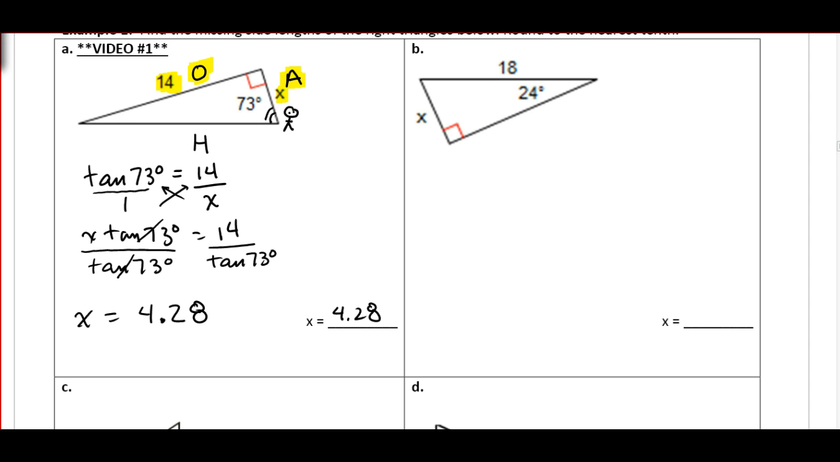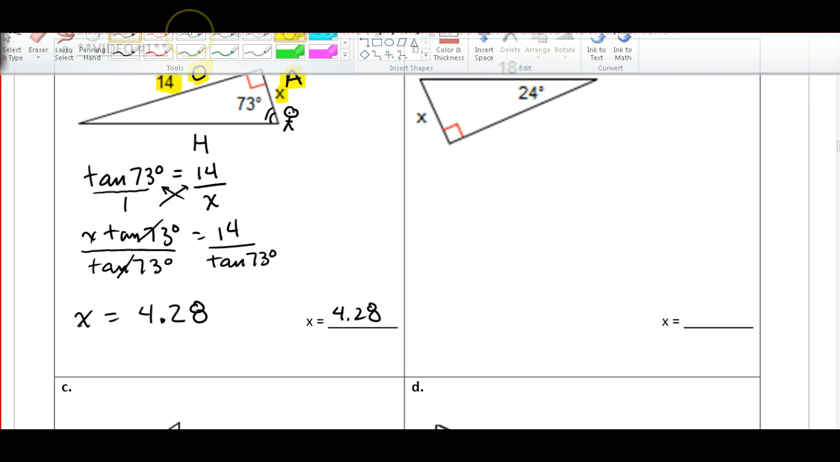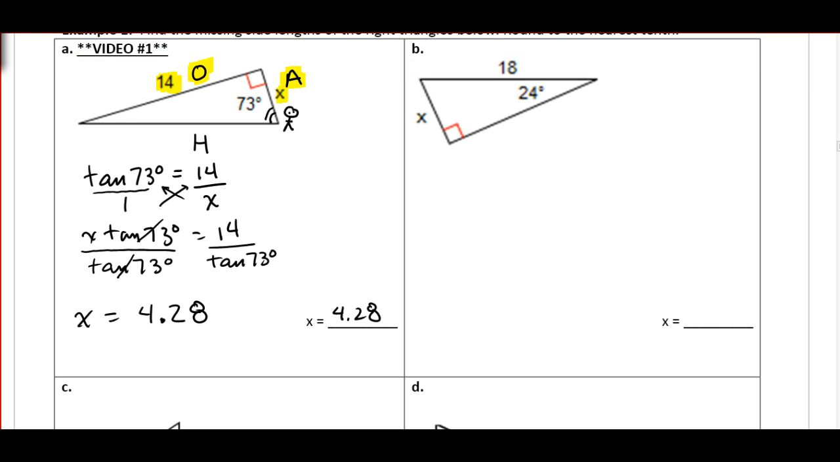Let's go ahead and take a look at example B together as well. Just like the last problem, I'm going to label my sides. Here's my hypotenuse. I'm standing over here where they give us the angle 24. So the hypotenuse doesn't change, and then clear across the triangle is my opposite side, and here's my adjacent side. I'm going to highlight the two sides of the triangle I'll be working with. I've got the hypotenuse as 18, and I want to find the opposite because that's where the x is.